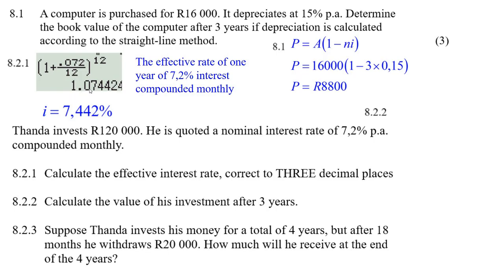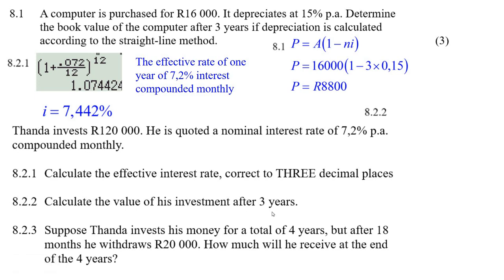Look, we get this number, 1.0744. Oh, a little bit more interest. Probably 7.44%, you don't need that 2%. That's the effective interest rate. That's that question.